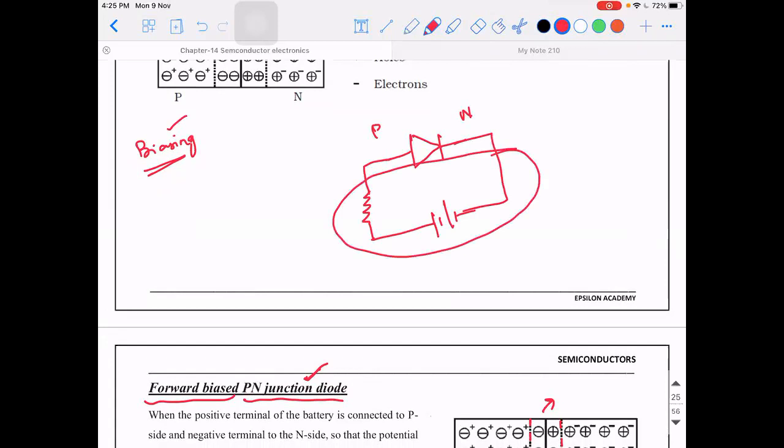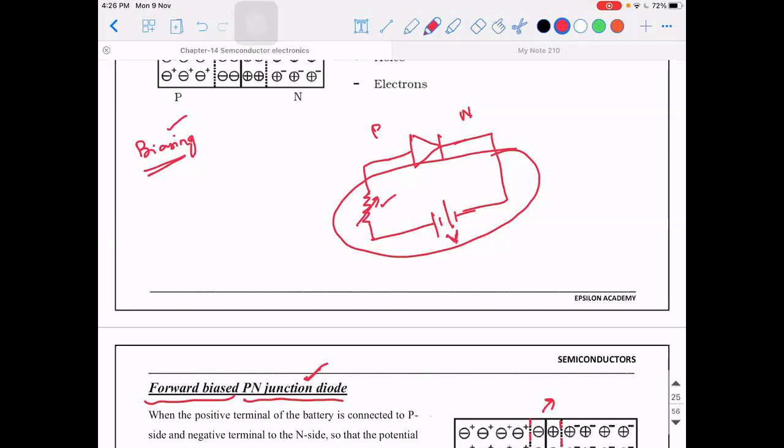So biasing is a process where you add a battery to an existing semiconductor device. Why we use a resistor is only to control the amount of current. If you want a lesser amount of current to flow through the device without spoiling it, we can use a resistor. Generally, you can prefer a variable resistor or a rheostat. Okay, so have this in your mind, guys. So this is called as biasing.